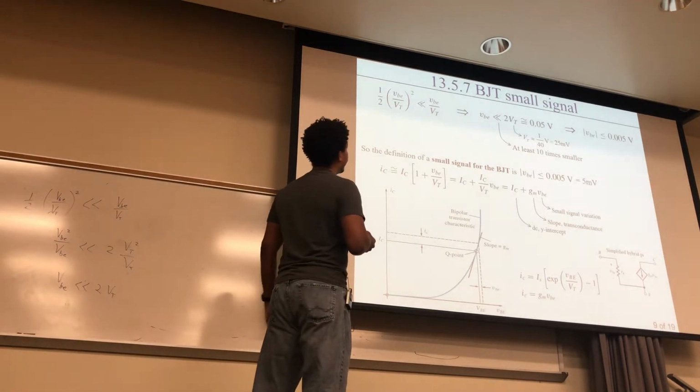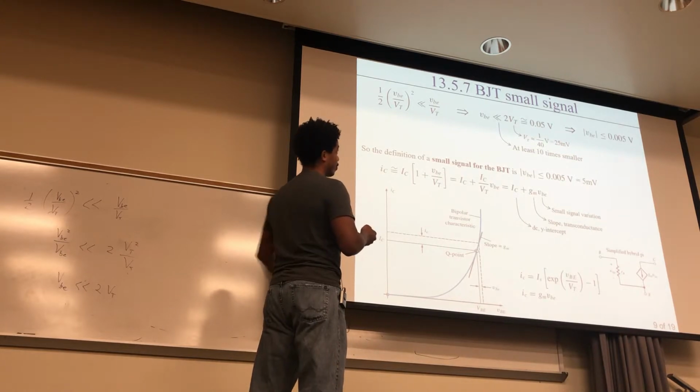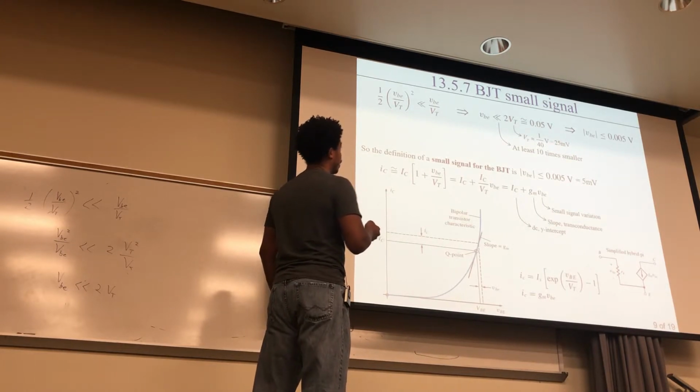Now, this term right here, we've seen this before. This is the thermal voltage, right? And that's about 1/40, which is like 25 millivolts. That's what this is at room temperature. So keep that in mind. It's at room temperature.